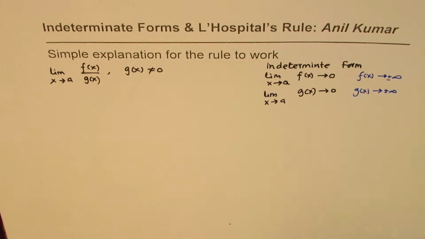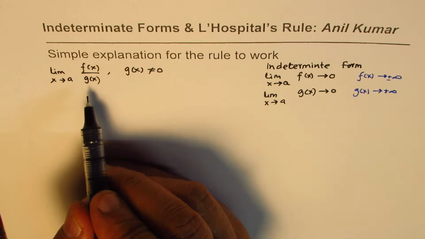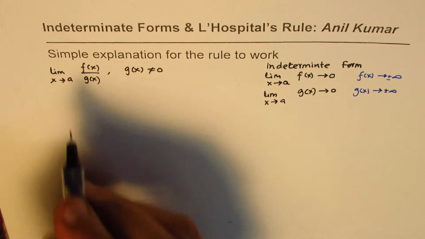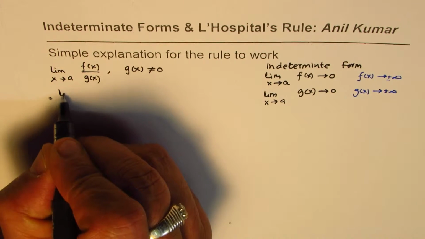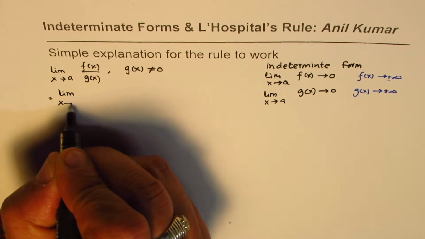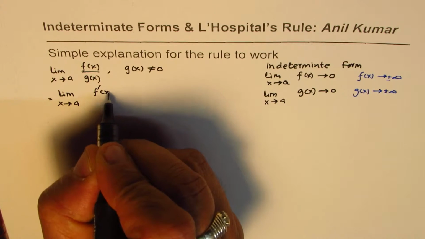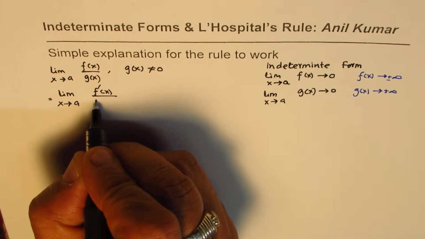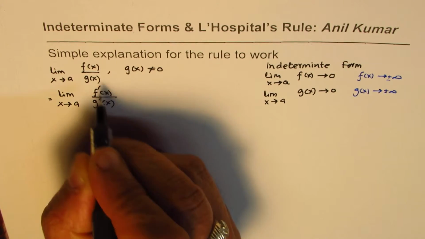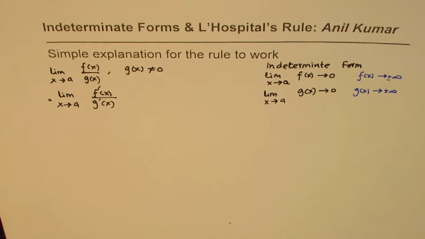In such cases, the limit of this function is actually equal to the limit when x approaches a for the derivatives of these functions, f dash x over g dash x. So that is L'Hospital's rule. Now how does it really work?